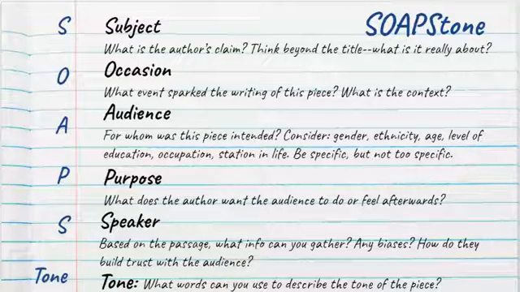P is for purpose. Again, this is the most important one for a rhetorical analysis. What does the author want the audience to do or feel afterwards? S is for speaker. That's usually an easy one and usually one that's given to you based on the passage. What information can you gather? Do they have any biases? How do they build trust with the audience? So you can get a little bit more than simply the name of the speaker. And then tone: what words can you use to describe the tone of the piece?